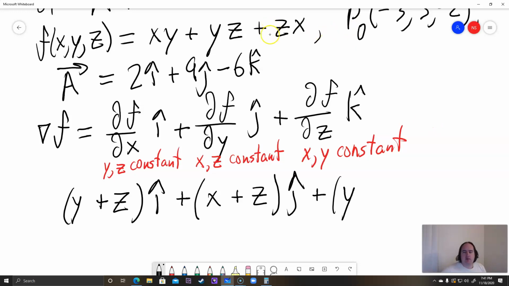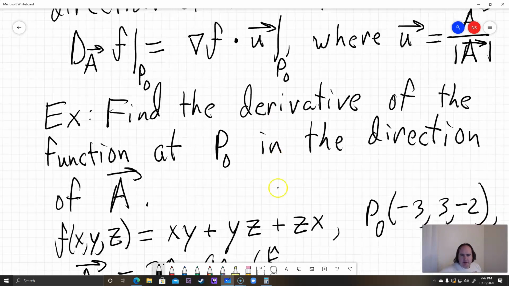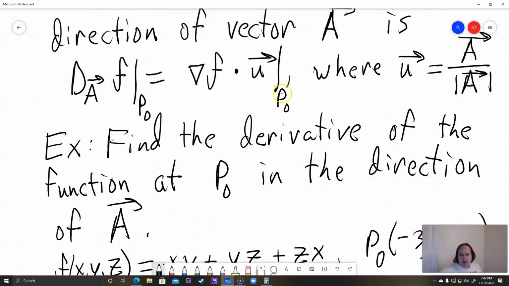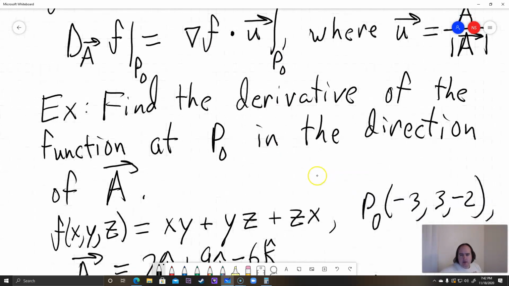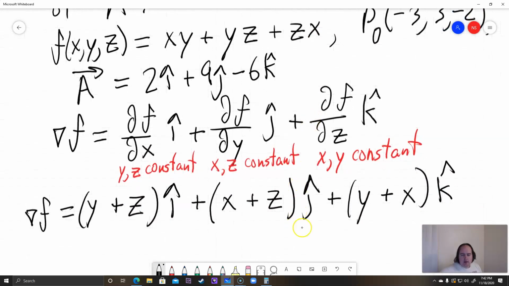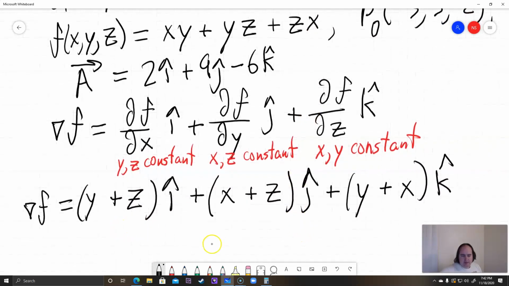And then for our third term, x and y are constant, but z is not. So the derivative of z is 1, so we're left with an x. So this one's actually going to be y plus x. So that's y plus x times k. So there we found the gradient of f. And like I said, at the end, once you've found the derivative, you do want to plug in your point P naught. So let's go ahead and plug in our point P naught.